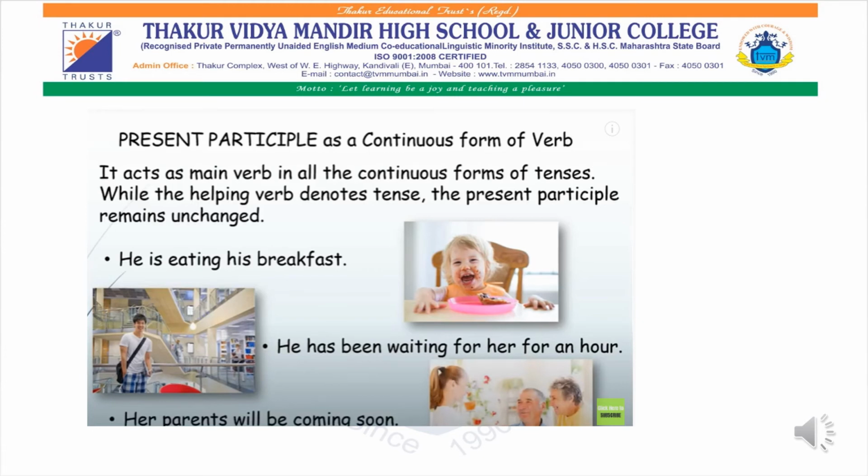Now let's move to our third sentence. Her parents will be coming soon. Will be is a helping verb and coming is a main verb, and this particular sentence is a future continuous sentence and therefore we see that some action is taking place. Her parents will be coming soon. Her parents will come when that particular time will be there. So we see an action taking place. Okay, I hope you all understood this concept.